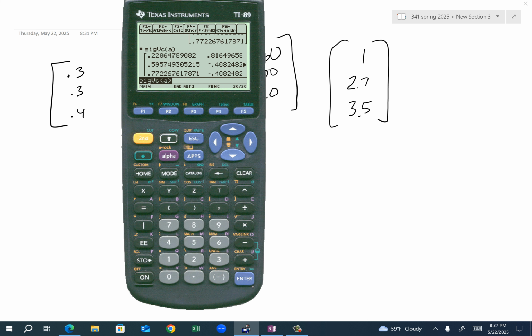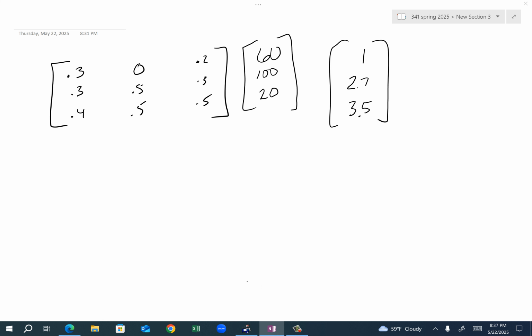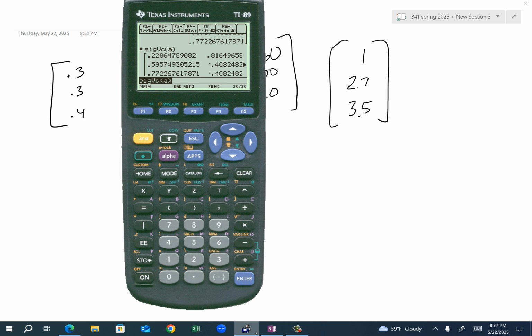Now if you're like me, you're like, what is that exactly? Well, if you wanted to, percentage-wise, those are in a ratio format. A 0.22 to 0.59 to 0.77 ratio. If you're like me, you're like, give me a decimal, please, Jay.